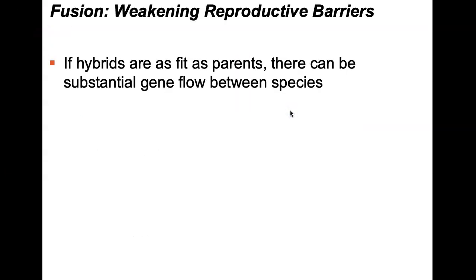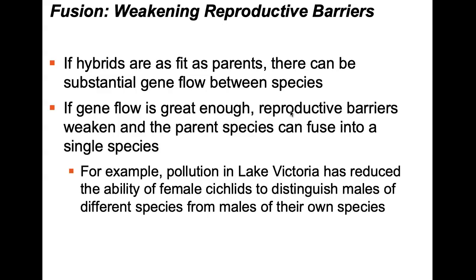The next one is called fusion. So if hybrids are less fit than the parents, and a lot of times they don't survive, then gene flow, and if gene flow is great enough, right? If the two different species keep on breeding with each other and their hybrids are very fit, then the reproductive barriers can be weakened, and then the parent species can form back together into the same species.